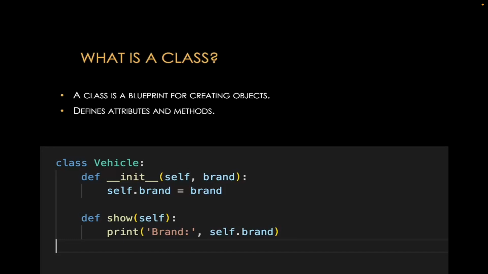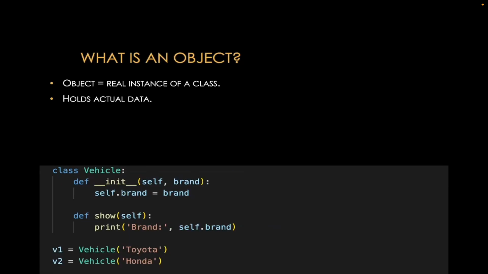You can see a class Vehicle which can have one attribute, brand, and a method, show. How to use this Vehicle? To use the class Vehicle, we need to create objects like v1, v2. We have created two objects of Vehicle. First one is Toyota, second one has the title Honda. An object actually holds the data, and whenever we perform any operation, it will be on the object. An object is an instance of a class.